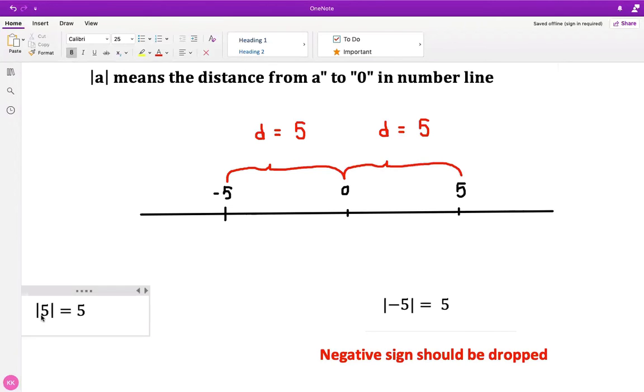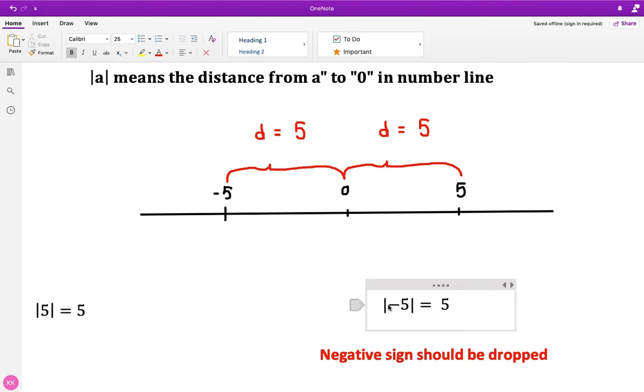So what is the absolute value of 5? The first thing I need to do is pinpoint where the 5 is. The 5 is on the right side of 0. Assume this is the number 5, and I want to know the distance from 5 to 0. The distance from 5 to 0 gives us 5. That's why the absolute value of 5 equals 5.